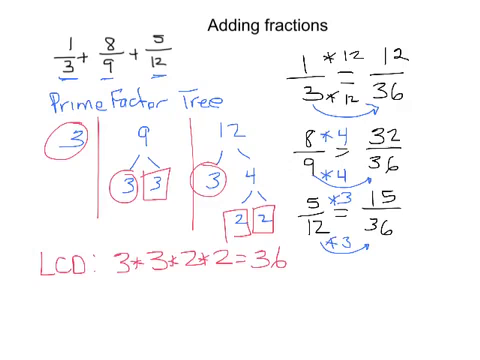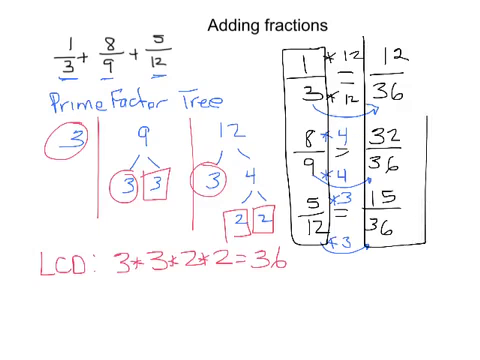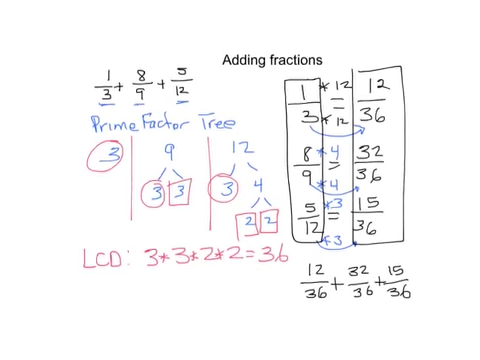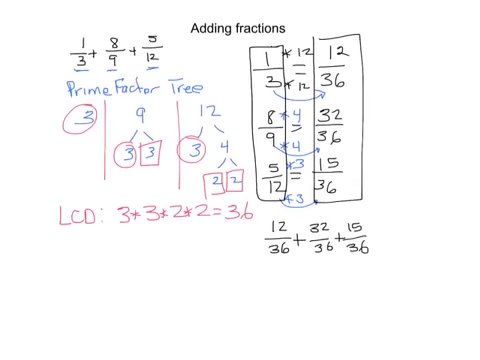So what I've done is I have rewritten each one of these fractions as fractions with common denominators, because when they have common denominators, I now can actually add them. So just rewrite each one of these here. Remember, if the denominators are the same, you can add them and keep the same denominator. So if I add 12 plus 32 plus 15, I get 59, and you keep the same denominator.